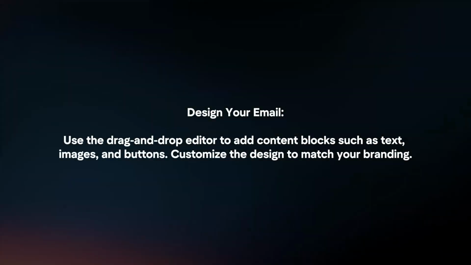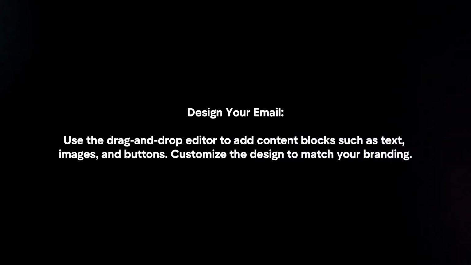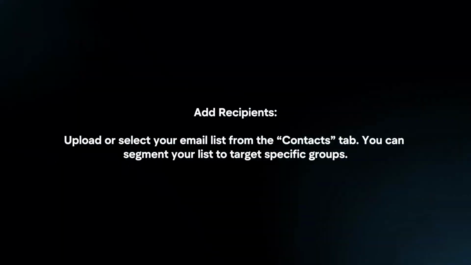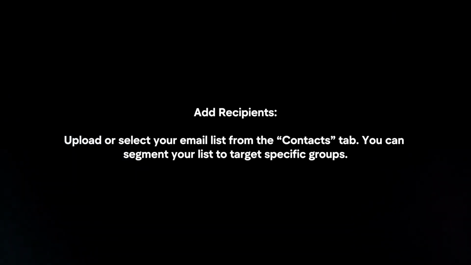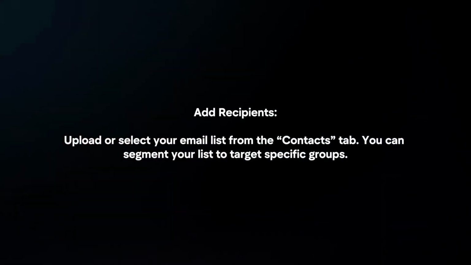Design your email. Use the drag and drop editor to add content blocks such as text, images, and buttons. Customize the design to match your branding. Add recipients. Upload or select your email list from the Contacts tab. You can segment your list to target specific groups.